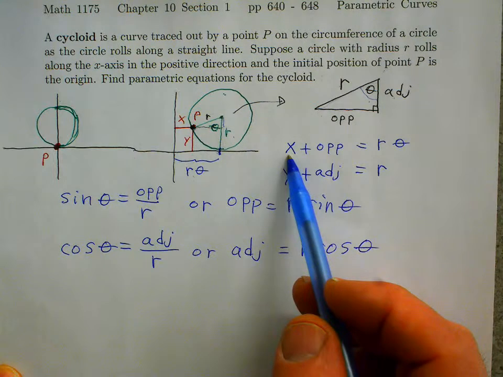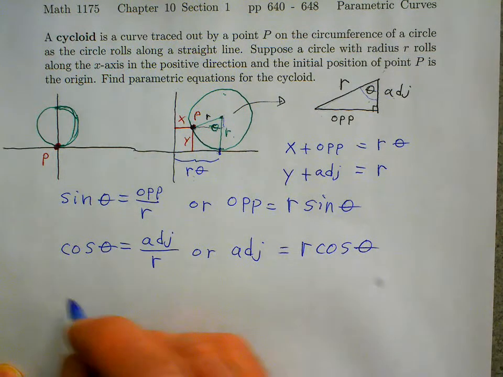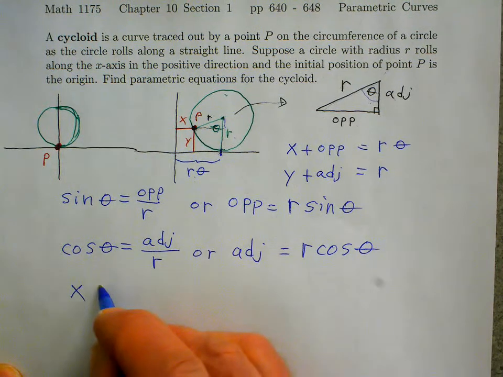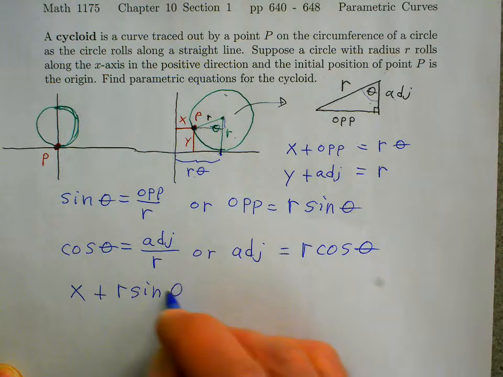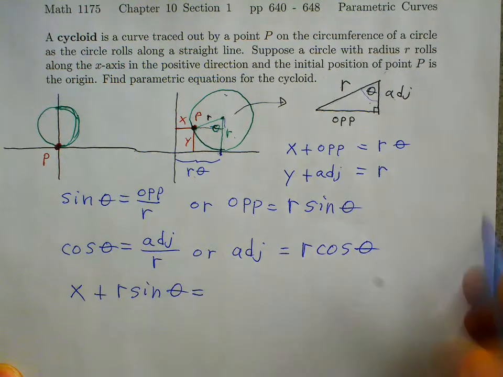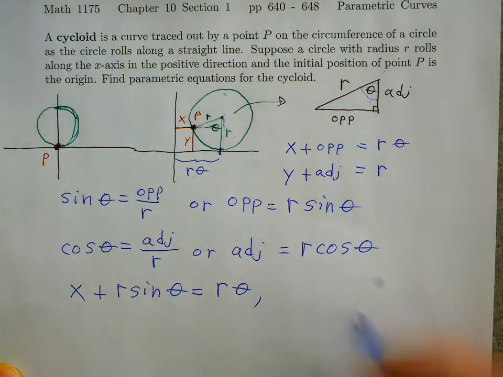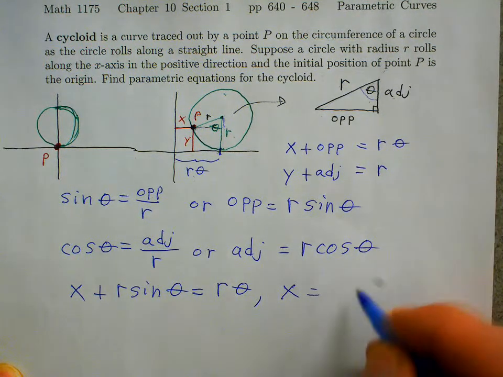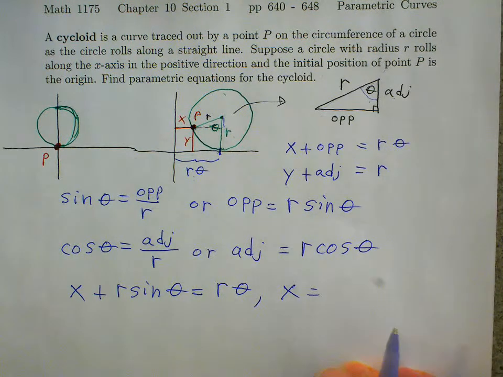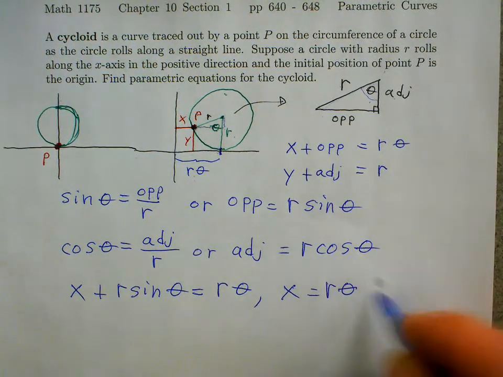Okay, so since x plus the opposite side equals r theta, we can write x plus r times sine of theta is equal to r theta. And so when we solve for x, we just subtract r times sine theta. So the parametric equation for x is r times theta minus r times sine of theta.